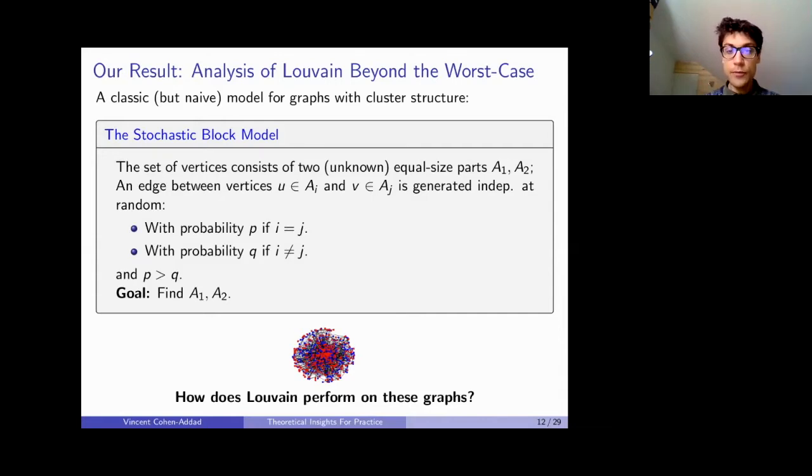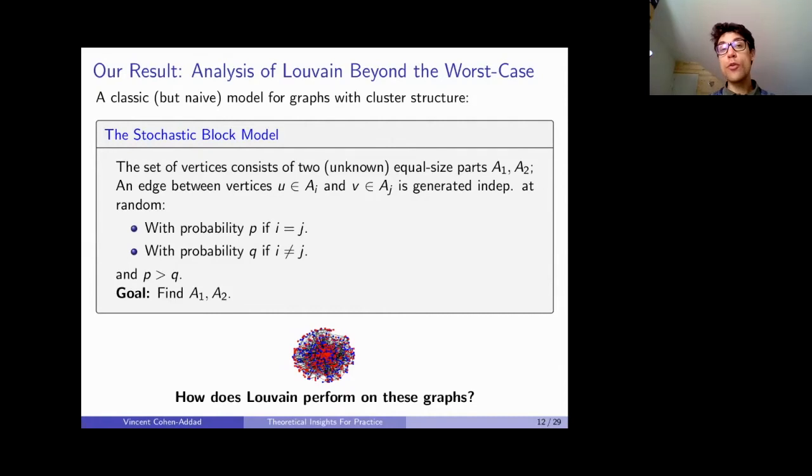It's a partition of the graph. And then we have an edge between U and V that is generated independently with probability P if U and V belong to the same part, A_i, or with probability Q if they are in different parts, A1, A2. And P is larger than Q. Your goal now is to find these two underlying parts, A1, A2, to find an algorithm.